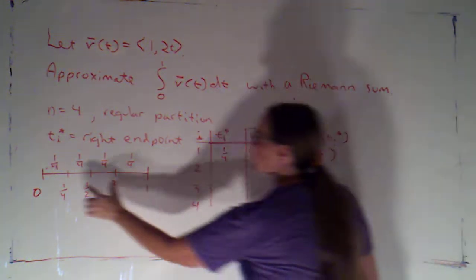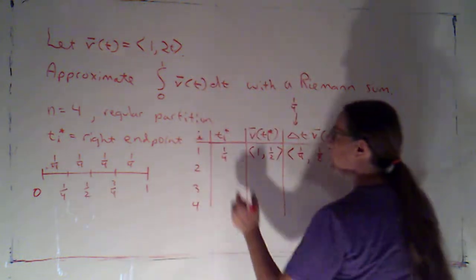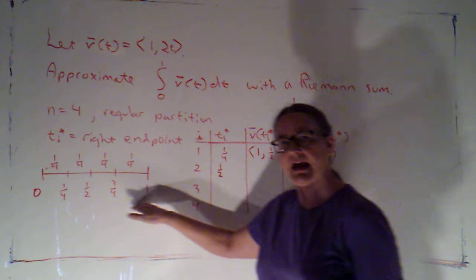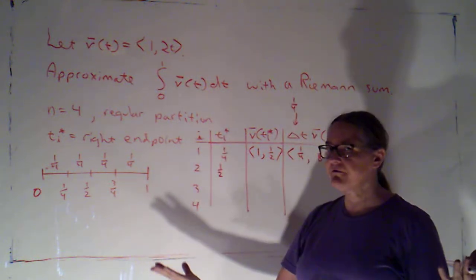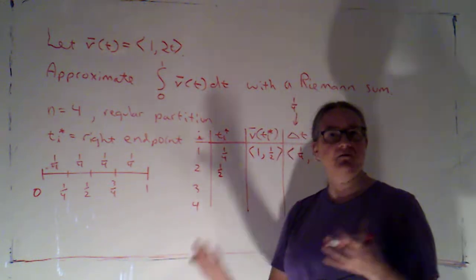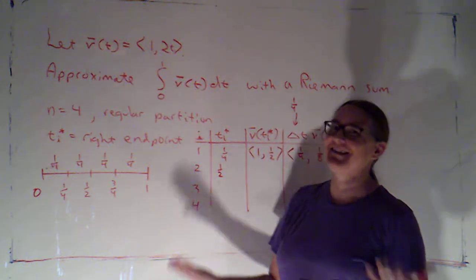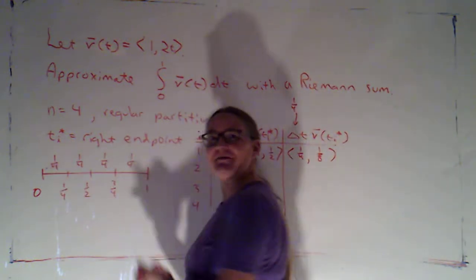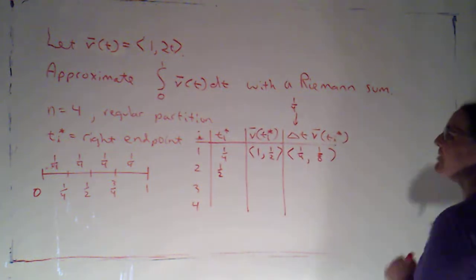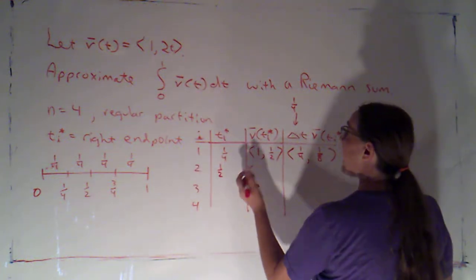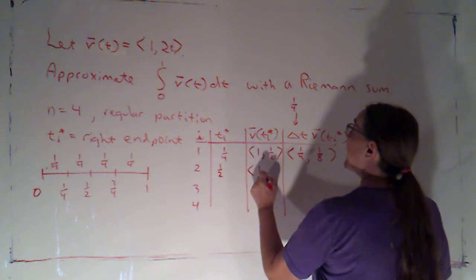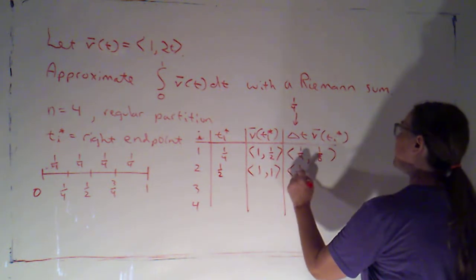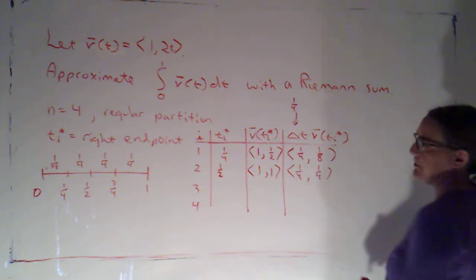Okay, for the second subinterval, my right endpoint is 1/2. You'll notice I've just drawn a picture of the t-axis here. I didn't draw v of t. That's because when I'm drawing v of t, I don't actually draw the t-axis, but I needed the t-axis to see what my representative t values would be. So 1/2. When I plug that in, I'm going to get ⟨1, 1⟩. When I scale that by 1/4, I'll get ⟨1/4, 1/4⟩.